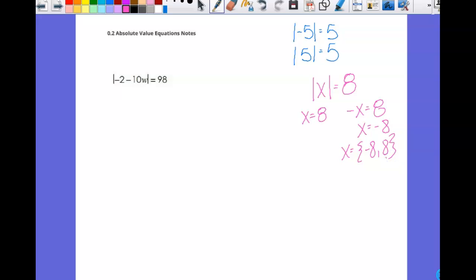We good? And just put in a little set notation. Do you have a question, or are you just saying good? All right. We're all good with that, just in general, right?